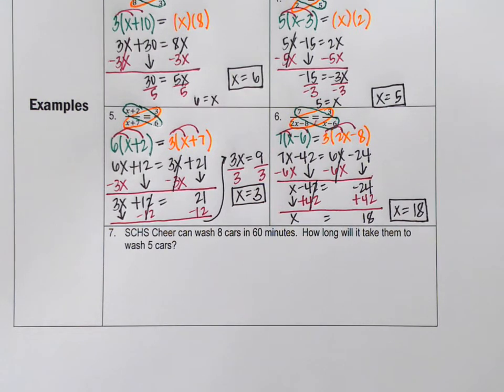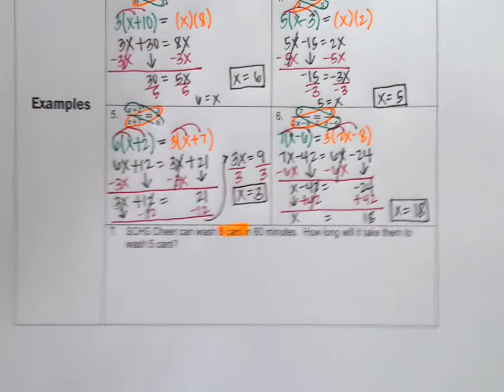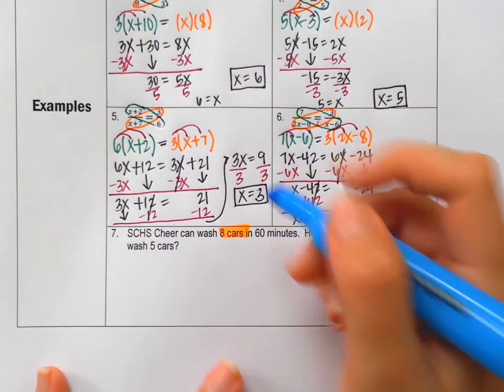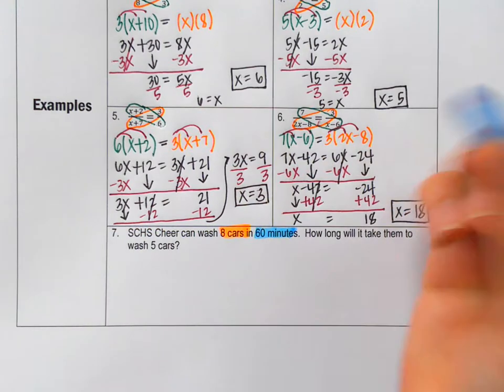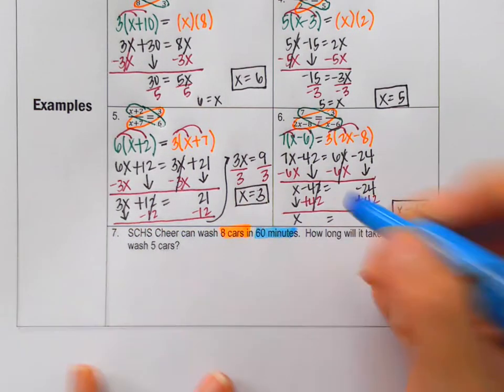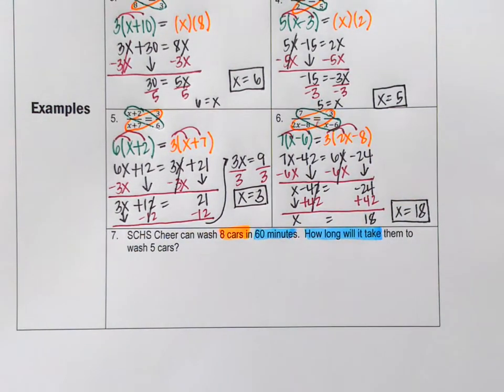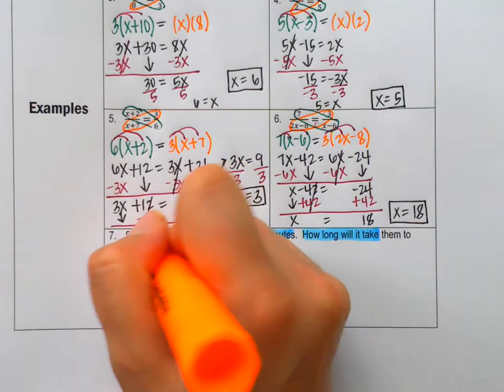So we set up a ratio. So I looked to see first, what do we have in common? So we're talking about cars to minutes. So they can wash 8 cars in 60 minutes. And so now it's asking, how long will it take? So it's asking us for the minutes. How long will it take for them to wash 5 cars?